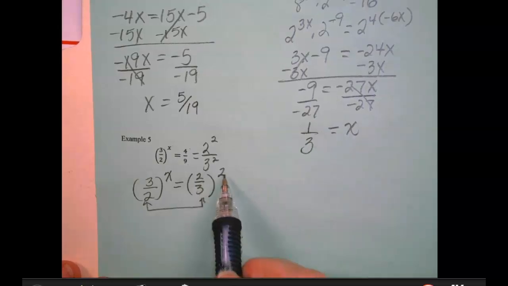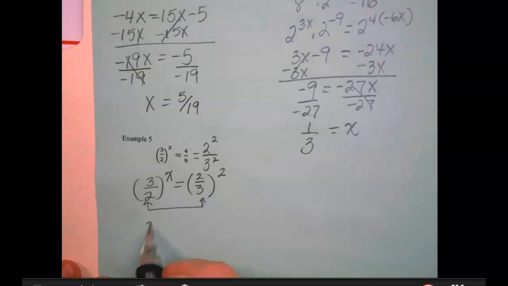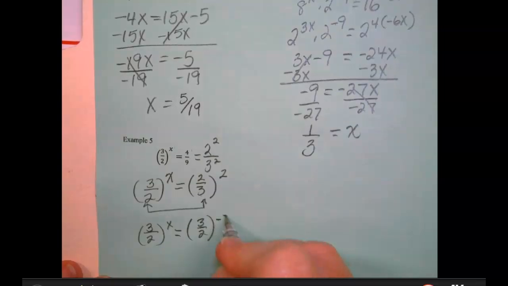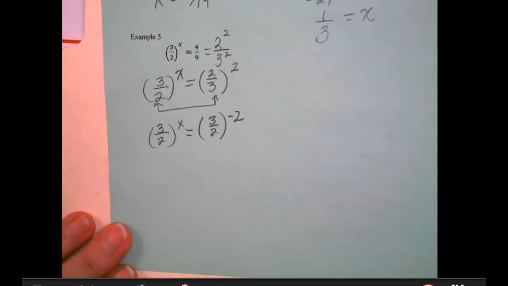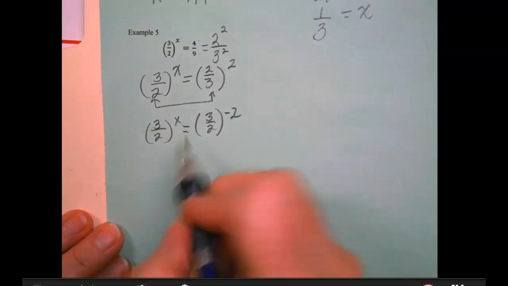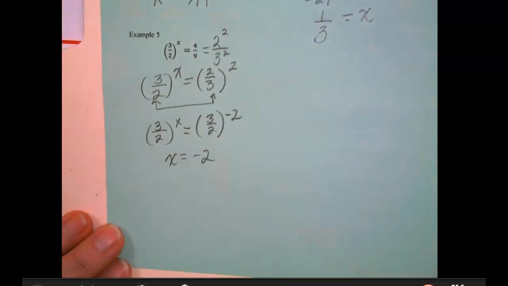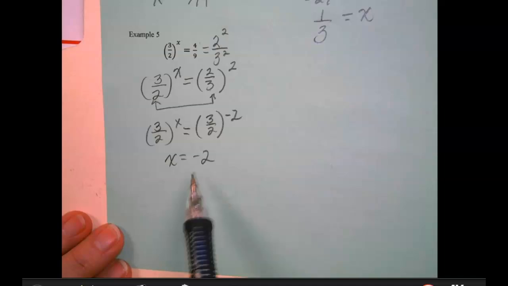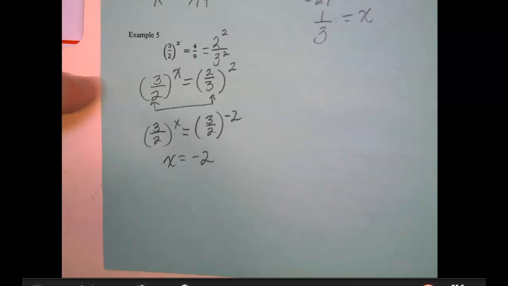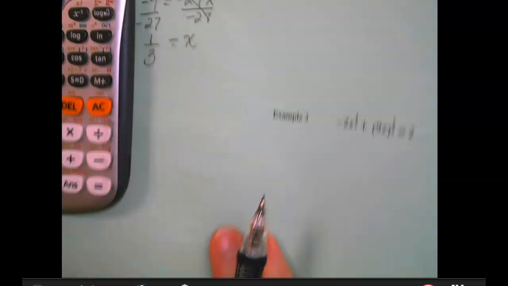So what if I did, instead of positive 2, what if I made it a negative 2 and I switched them? Do these match now? And now your answer is x equals negative 2. I know, easy peasy. And y'all, I've seen this on the SAT before, where you just have to switch them and get your answer. Okay.